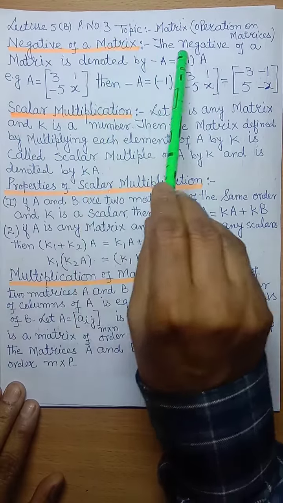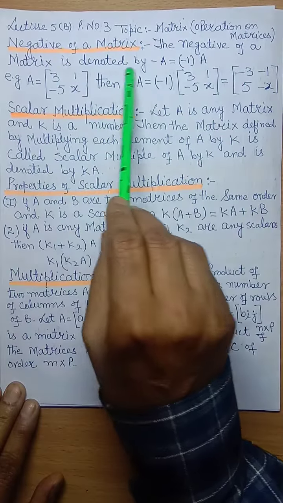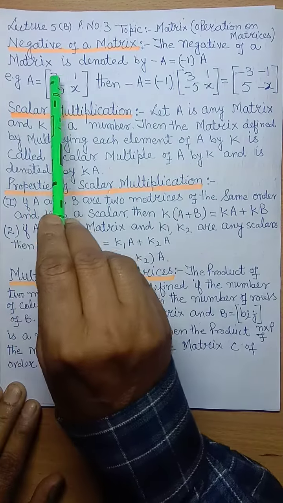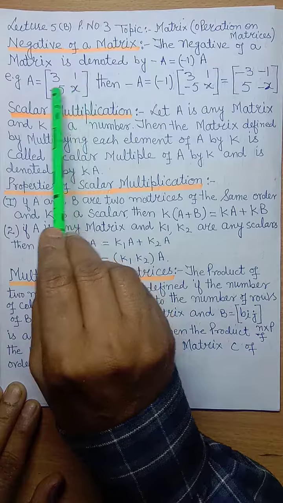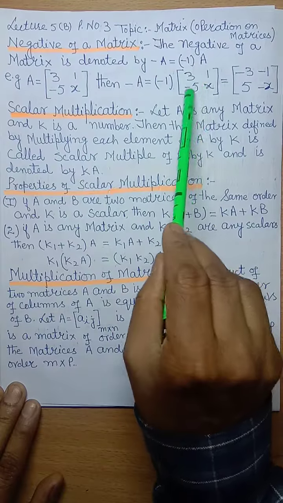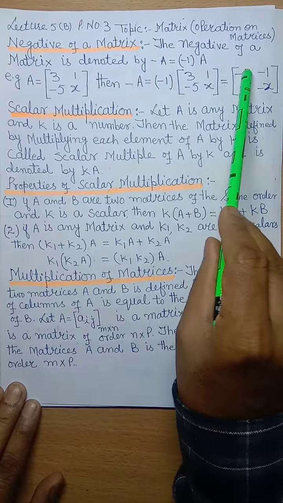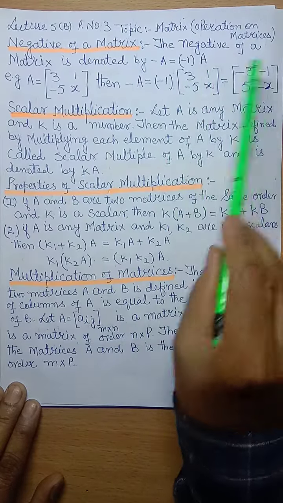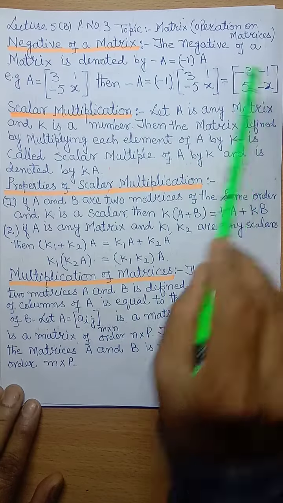Negative of a matrix. The negative of a matrix is denoted by minus A is equal to minus 1 into A. For example, A is equal to 3, 1, minus 5, 7, minus 5, x. Then minus A is equal to minus 1 into 3, 1, minus 5, x equal to minus 3, minus 1, plus 5, minus 7, plus 5, minus x.